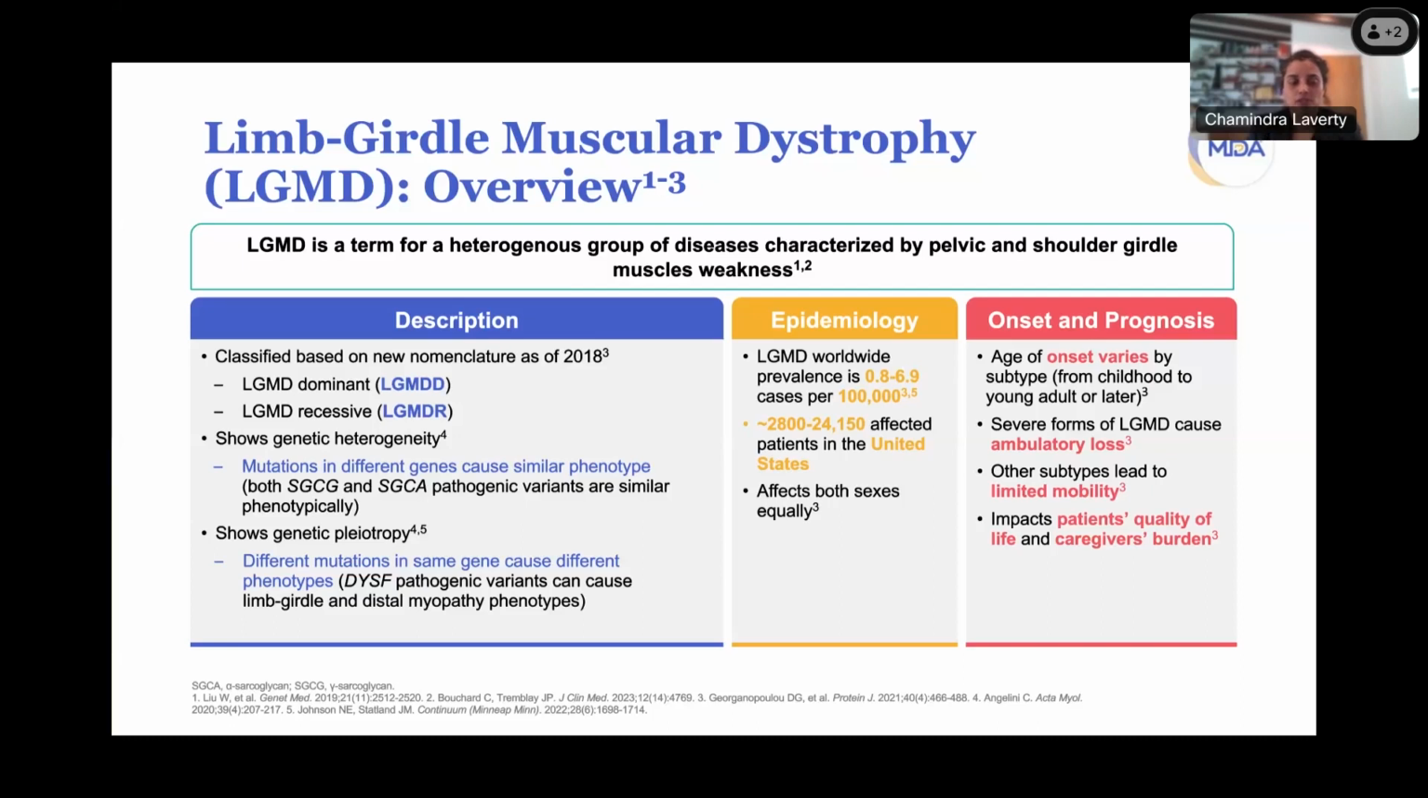Also, limb-girdle muscular dystrophy is characterized by genetic pleiotropy. What that means is that you can have mutations in different genes that cause a similar phenotype. The case that comes to mind right away is dysferlin mutations, which cause the distal myopathy version of dysferlin, historically referred to as Miyoshi myopathy, which can also look very similar to anoctamin 5 variants in the way that those patients present. The epidemiology of limb-girdle muscular dystrophy is actually quite different from region to region.